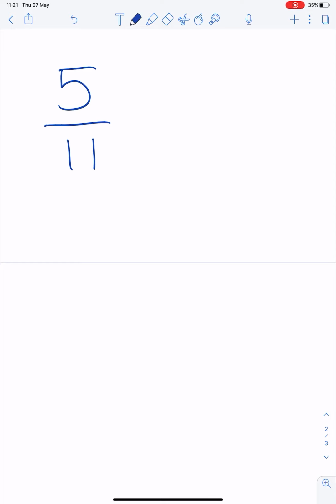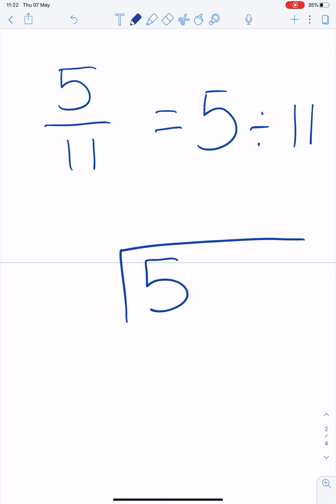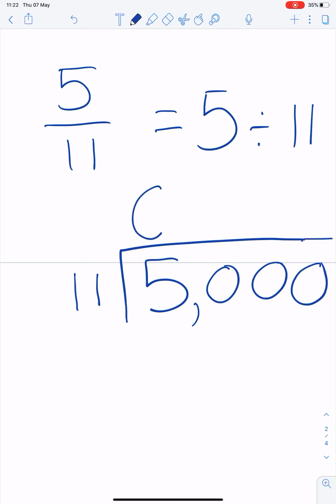5 over 11. 11 cannot be changed into a 10 or 100 or 1,000. So, what does 5 over 11 mean? It means 5 divided by 11. We need to put some places in. 11 does not go into 5, so we give the 5 to the next digit. 11 into 50 goes 4 times, because 4 times 11 is 44, so we have a remainder of 6. 11 goes into 60 5 times, because 11 times 5 is 55, and we have a remainder of 5. 11 into 50 goes 4 times, remainder 6.